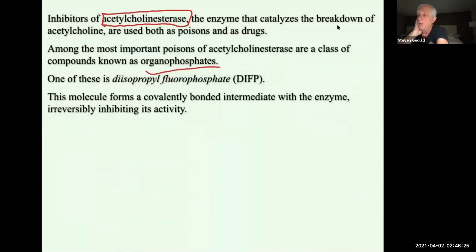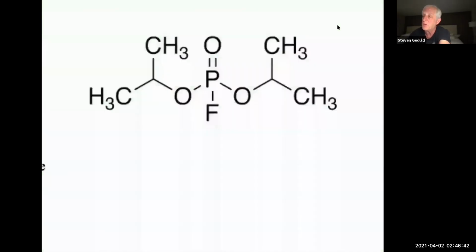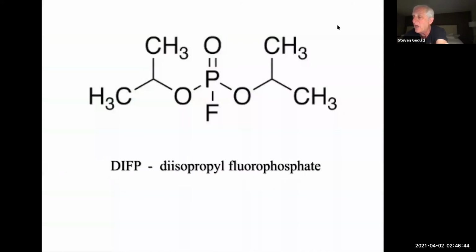This molecule forms a covalent bonded intermediate with the enzyme, irreversibly inhibiting its activity. So it binds to the enzyme, acetylcholinesterase, and stops it from working. So now acetylcholine cannot be broken down into acetyl and choline. So it continues to work. This is diisopropyl fluorophosphate. It's an organic phosphate.